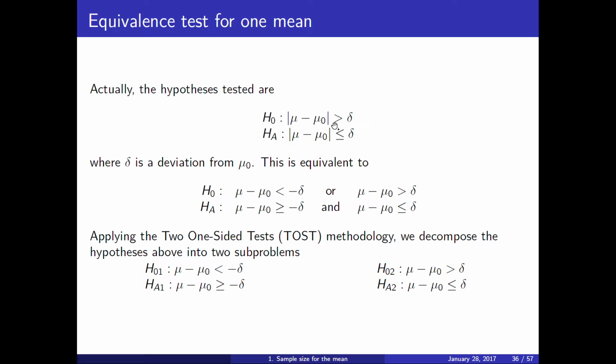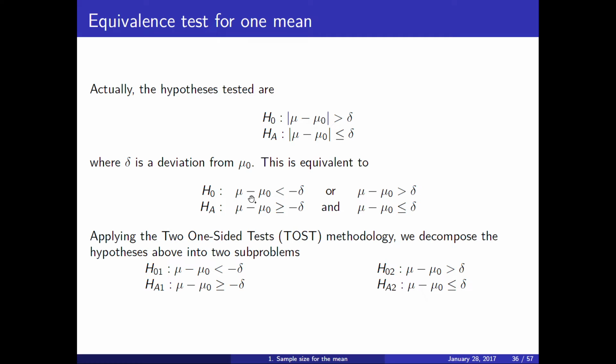But you may remember from your algebra courses that an absolute value is translated into branches. One is that mu minus mu 0 is smaller than delta, so the positive side, and the negative side is that mu minus mu 0 is larger than minus delta. So this is the alternative, and the opposite, the null hypothesis, is that either it is larger than delta or it is smaller than minus delta.